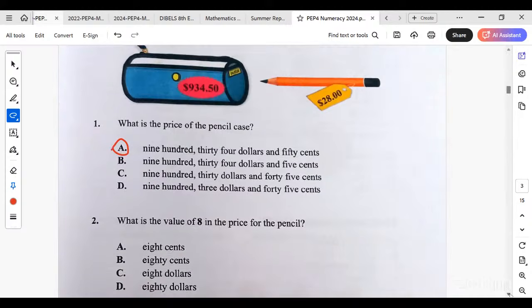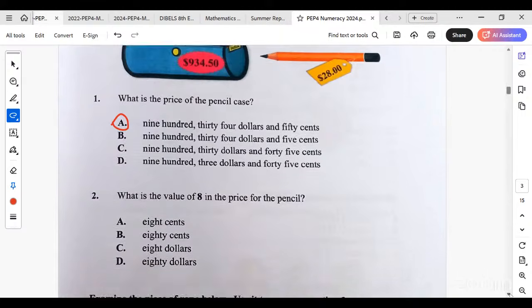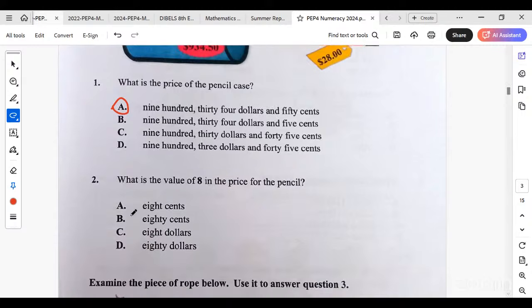Let's get to question 2. What is the value of 8 in the price of the pencil? So 28 represents 2 tens, 8 ones. So since the 8 is in the ones column, it represents $8. The answer is C.